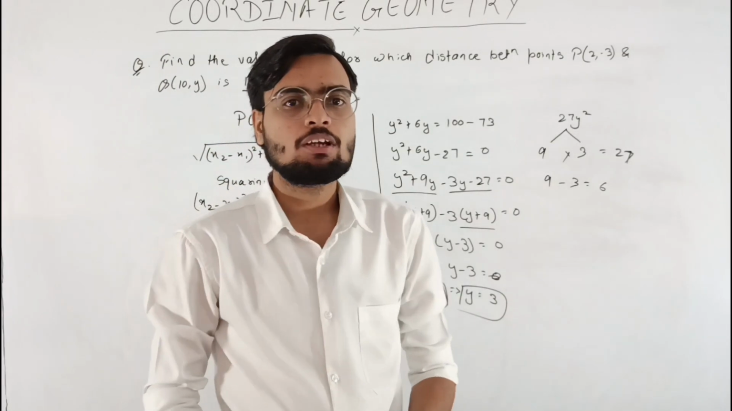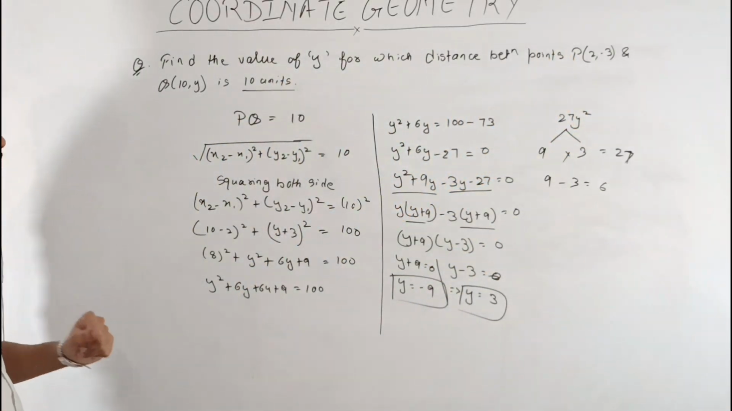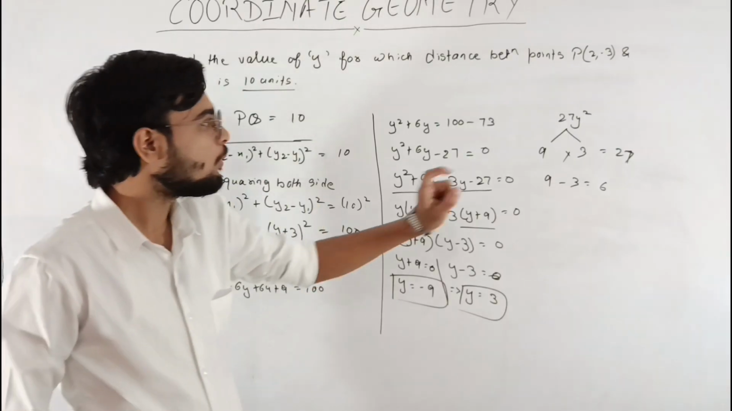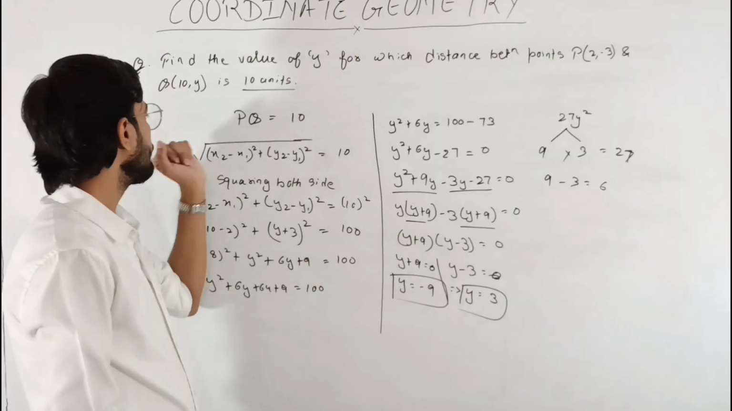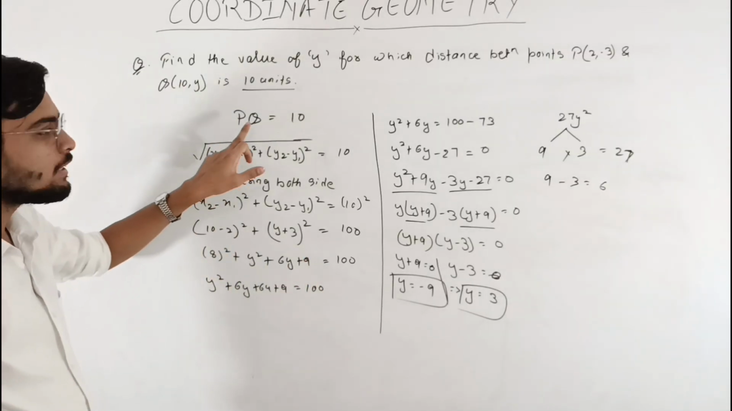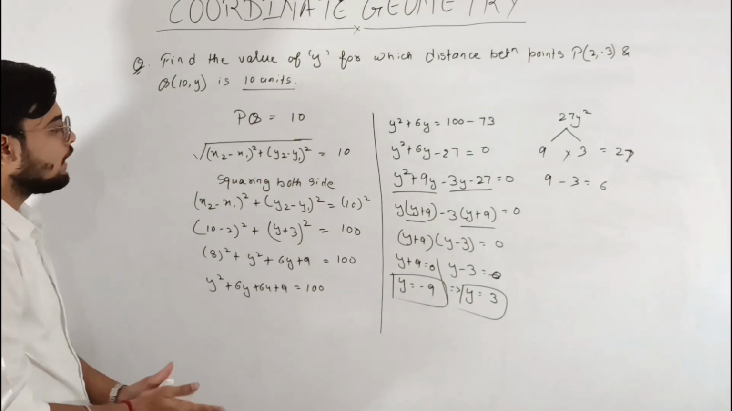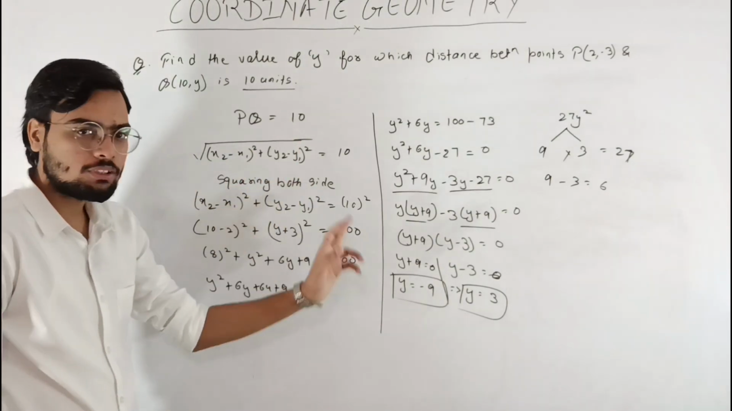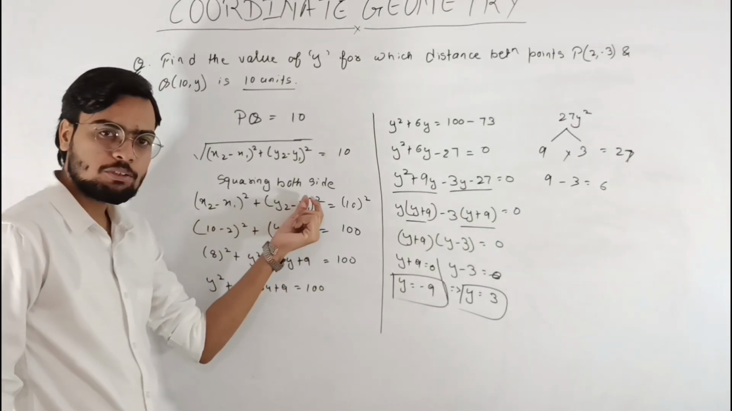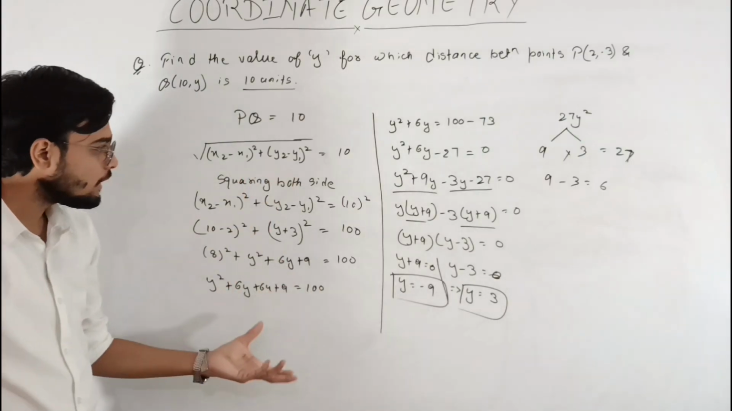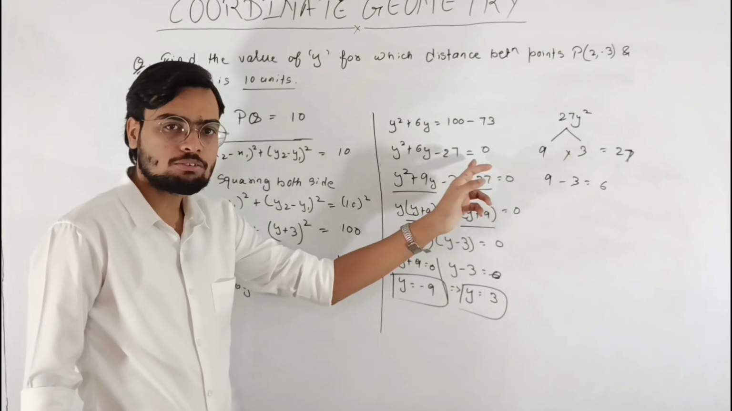Understood? Let's see one more time. The question said that we have 2 points P and Q, and the distance between these 2 points is 10 units, and the coordinates of point P is 2 and minus 3, and point Q is 10 and y. So we have to find the value of y. According to the question, PQ is given, which is 10. So PQ by distance formula is root of x2 minus x1 square plus y2 minus y1 square. Now for cancelling the root, I do squaring both sides. Then after squaring both sides, I left x2 minus x1 square plus y2 minus y1 square equals to 10 square. Now after solving this, I get a quadratic equation, which is y square plus 6y minus 27 is equals to 0.